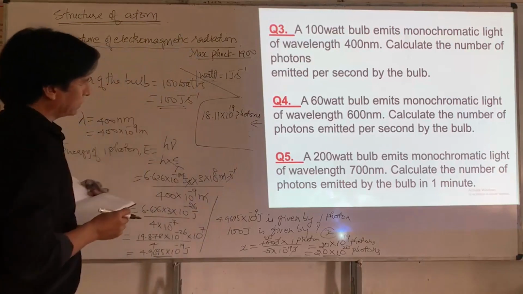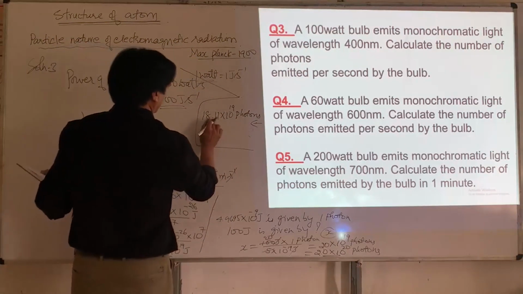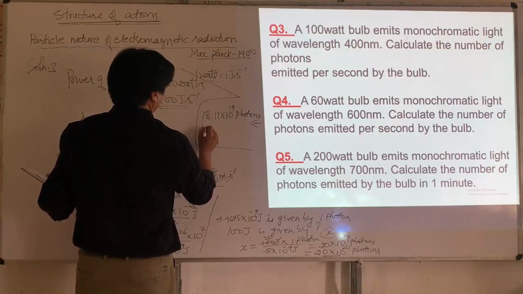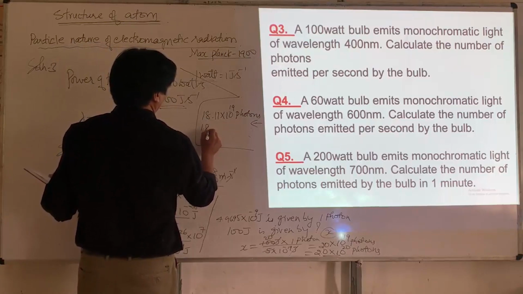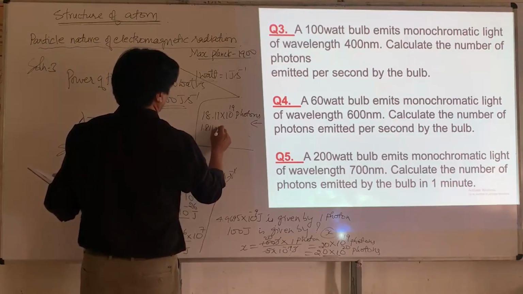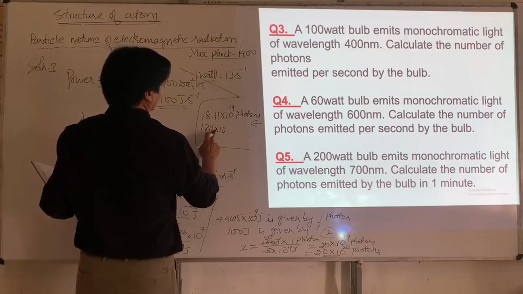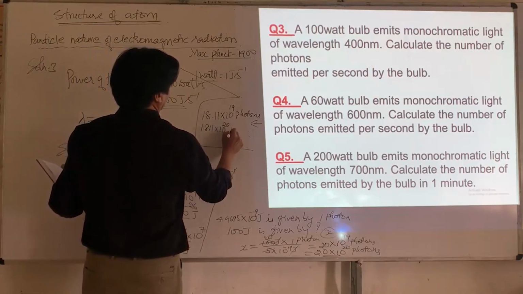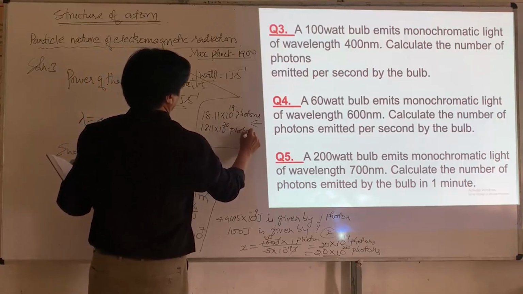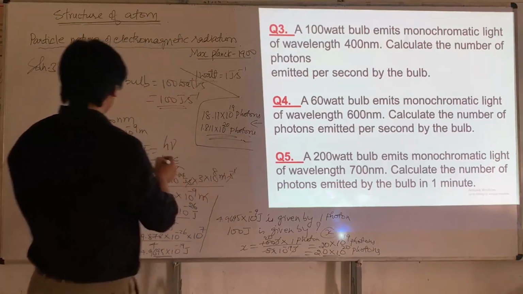And if you write this in the scientific notation form, bring this decimal point to the left by one digit, 1.811 into 10 raised to the power. You've made the number smaller in value, so you increase the power, this becomes 20 photons. Very good. That's it. So this should be the answer.